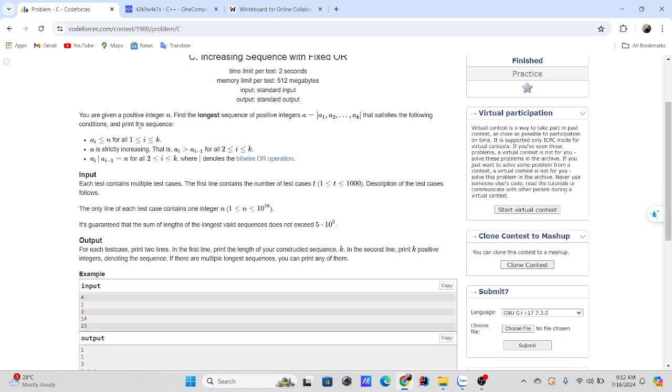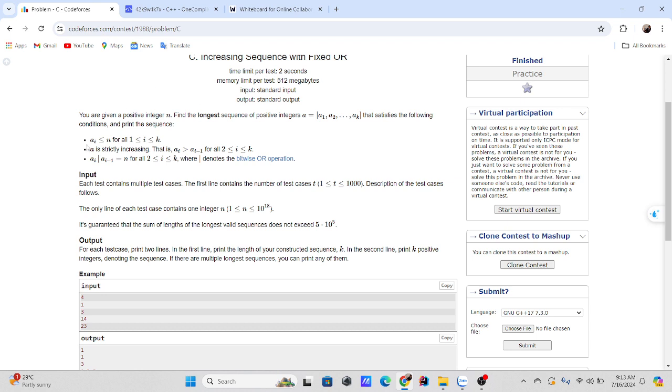First and foremost, a_i is always less than or equal to n. What does that mean? So a_i is always larger than 0 and at most n. And secondly, a is always strictly increasing. That means that in our sequence of integers, we must always make the next integer more than the previous.